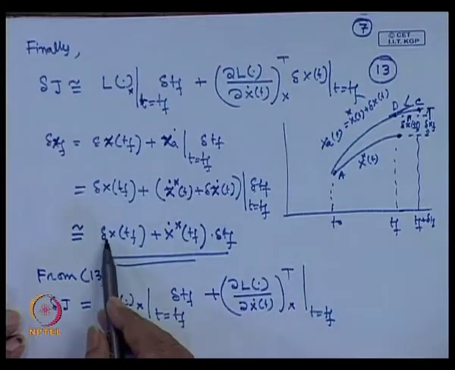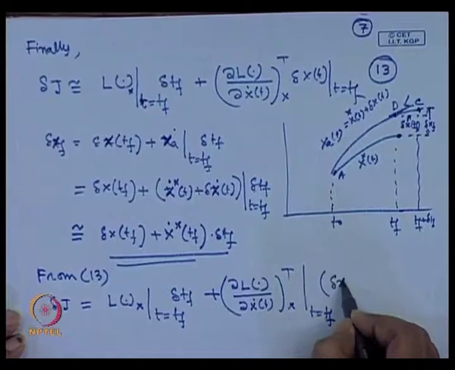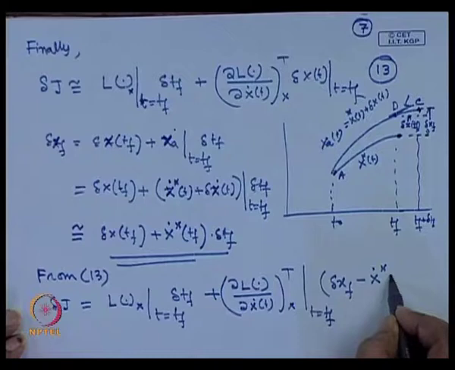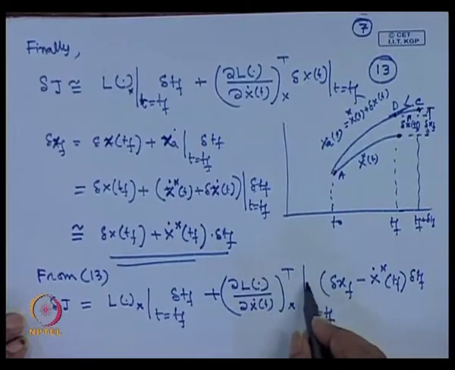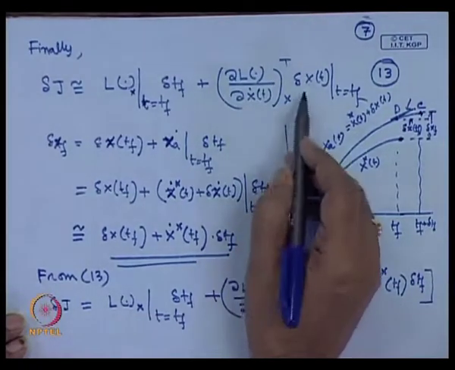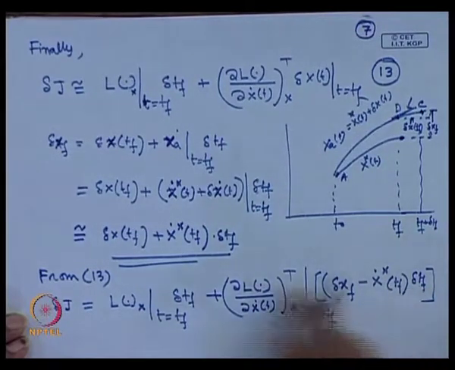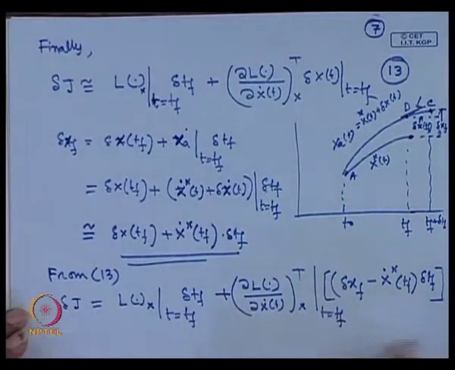Now, I am writing x delta T f, this is x delta T f, value is delta x f minus x dot star T f into delta T f. Agree? This equal to that. In place of delta x T f I am writing that quantity, just like it is. So, this equal to, we got it.